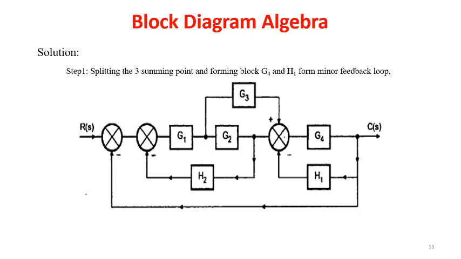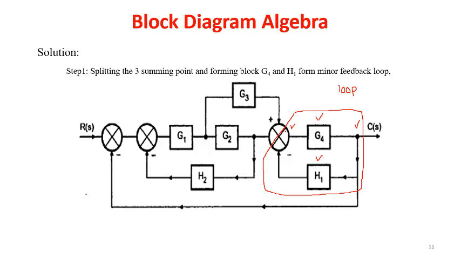Let's see the problem. So in the problem we are having here at the third summing point, this we are going to split and identify that there is one summing point, one forward block, one takeoff point and one feedback block, and the whole of this system is going to be creating one minor feedback loop. So this block is going to create a minor feedback loop, or we call it loop 1, which is having a forward block.